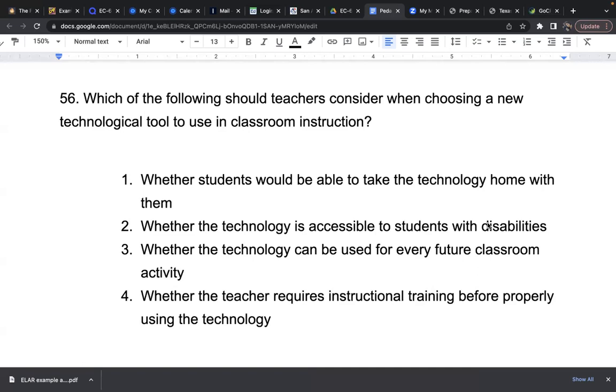Whether the teacher requires training. I don't like 1 because if we're talking classroom instruction, why would we talk about whether it should be taught at home? Right. It said whether the teacher requires training before properly using it.